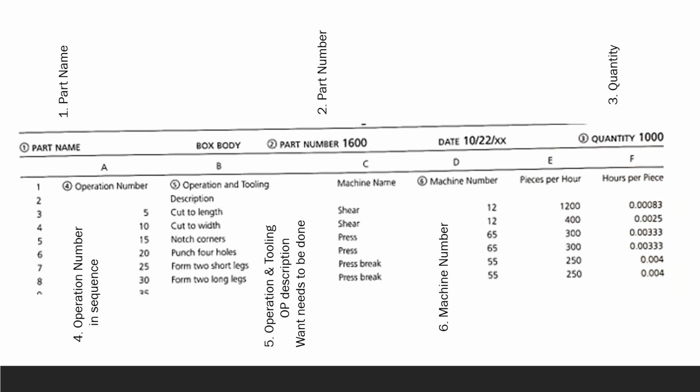Here is the example of a route sheet. So first we do the part name, part number, and then put the quantity, and then we put the operation number in sequence, and then operation and tooling is nothing but operation description. In details is what needs to be done, putting right there. And the 6 is your machine number. If you have the machine number, you will write it down right there. So this is just to see what a route sheet looks like.